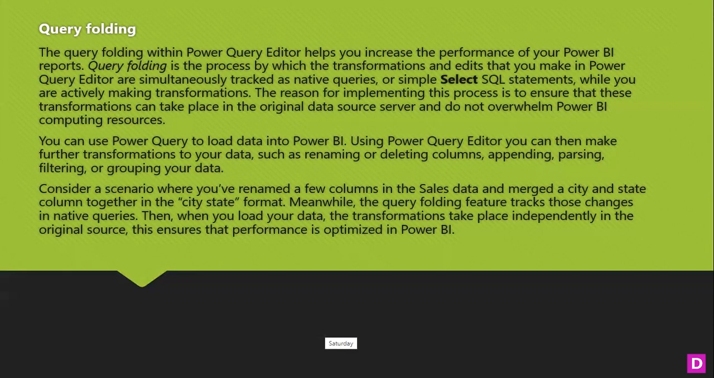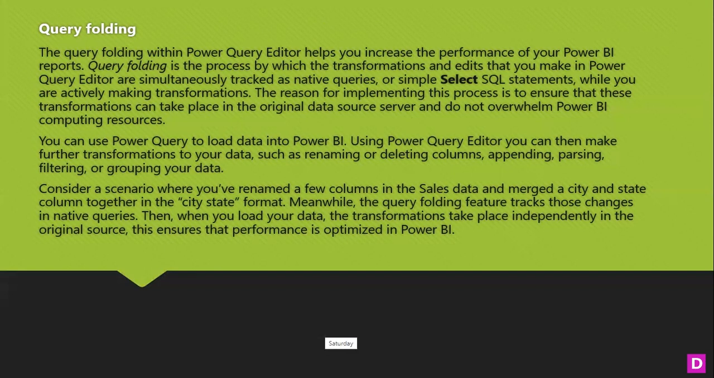Let's say we have two columns, city and state. Now, inside Power Query Editor, you are merging them into a single column, city state. Instead of that, if this column gets merged when we are getting data from the source itself, that means we are getting the merged column from the source data directly. So if we are doing some merging, appending of data, filtering, or grouping your data, and these operations can take place at the native query place itself, that means at the source itself.